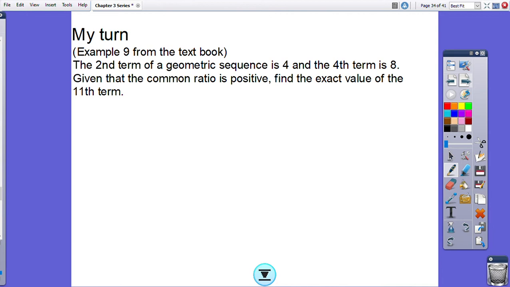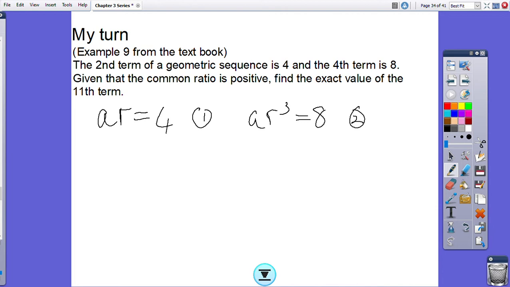So if you think that A R to the power of 1 would give us the second term, because it's 2 minus 1, then A R, I could write 2 minus 1 if I wanted to, or just leave it like that, is going to be equal to 4. And then for the fourth term, you've got A R cubed equals 8. So if we call that number 1, that number 2, we've got a simultaneous equation.